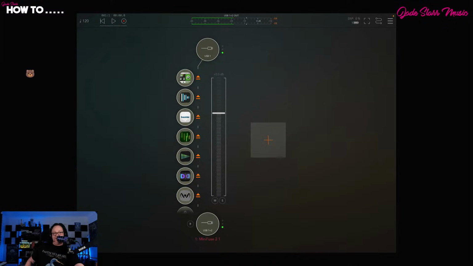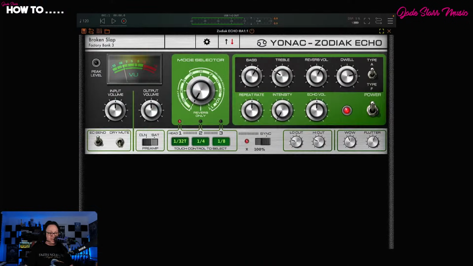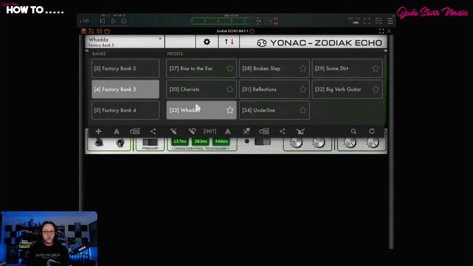Hello. Yes, we've got my vocal. Hello, hello, hello. So clean vocal. And the aforementioned, we used this one earlier. This is the Yonak version of this, right? So hello. Hello.